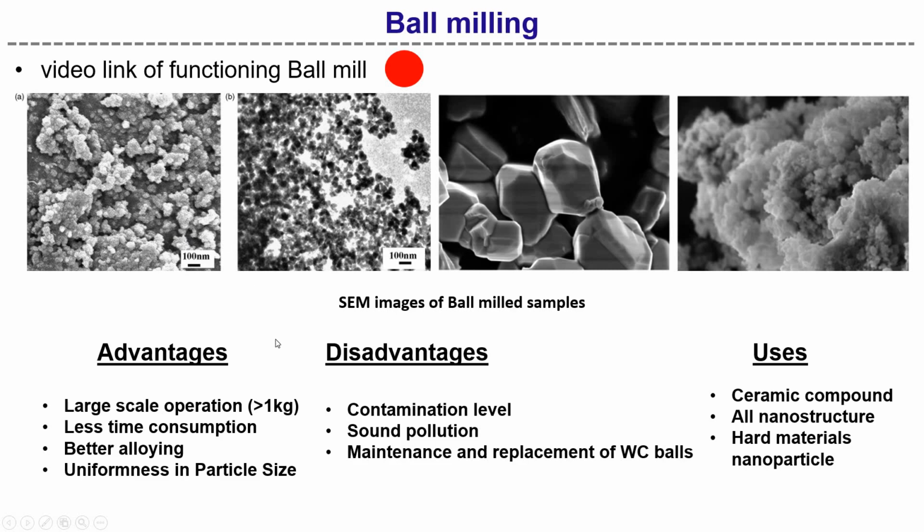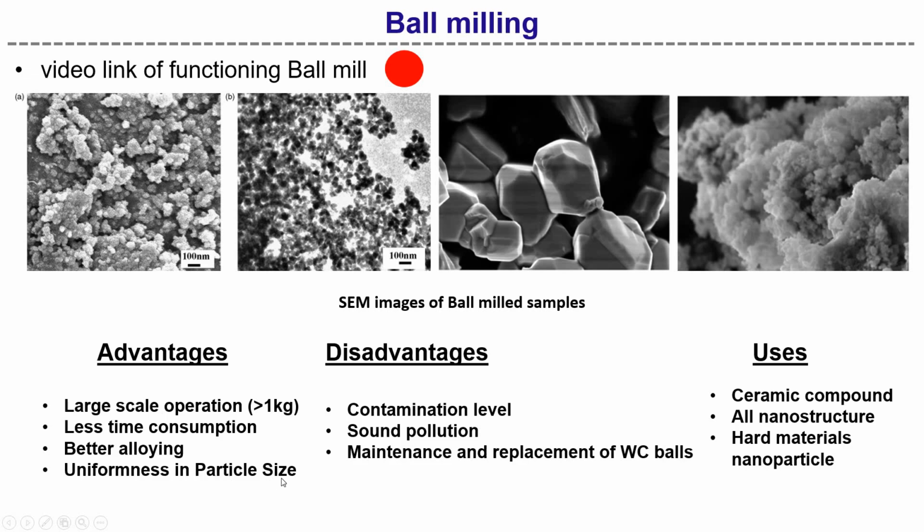There are some advantages of this method, like large scale operation. For industry purposes, people normally use this method, where you can create more than 1 kg of nanostructures, and it can reach up to 1 ton in a single shot. Less time consumption: after a 1 hour or 2 hour run, you will have 1 kg or more of nanomaterial. Better alloying is also possible, so mixing of the elements can be done effectively in this process.